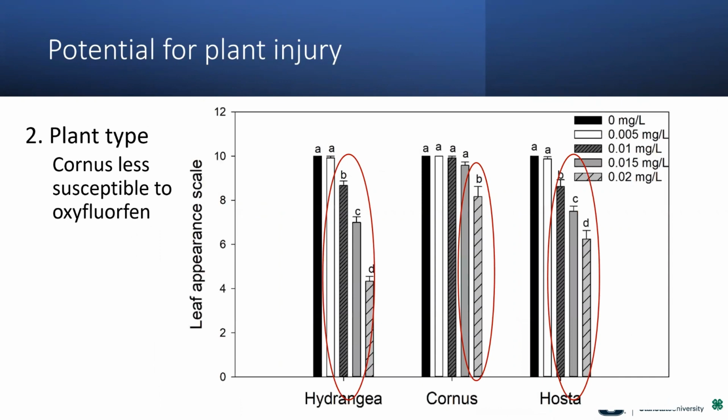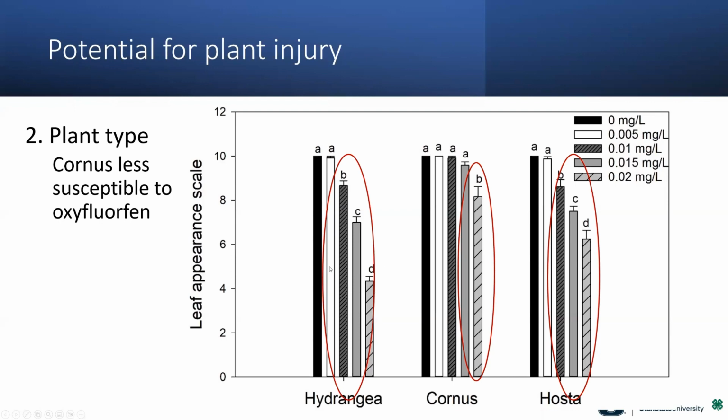Let's move on. So this is cornus. When we look at the concentration, this is for oxyfluorfen. The black is 0 milligrams per liter. The white is 0.005 mg per liter, or parts per million. The highest, this one, is 0.02 parts per million. You can see the damage here.